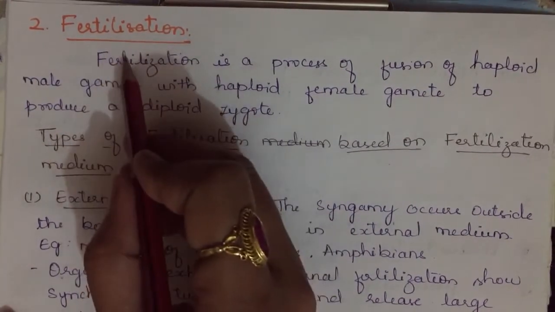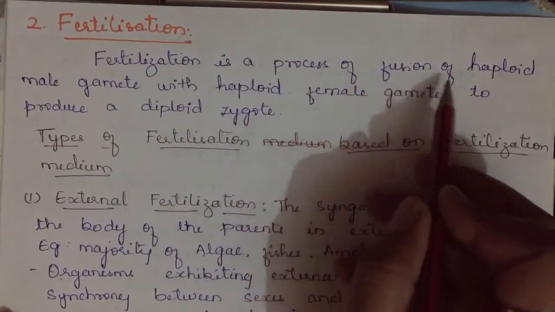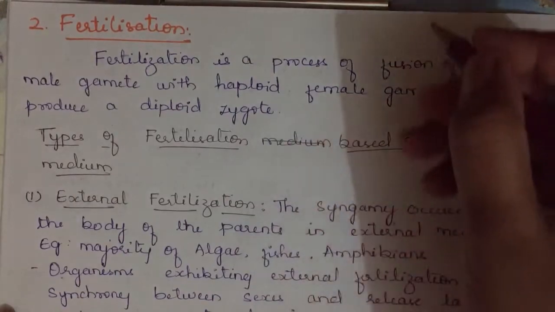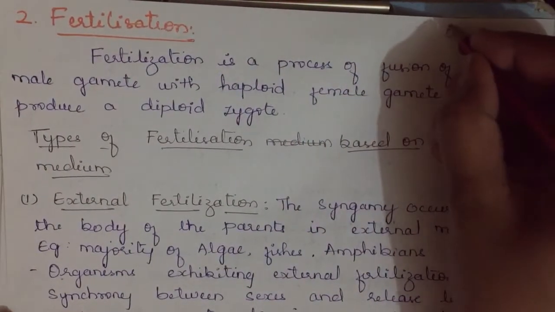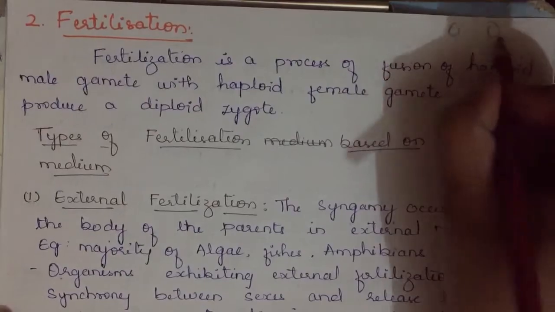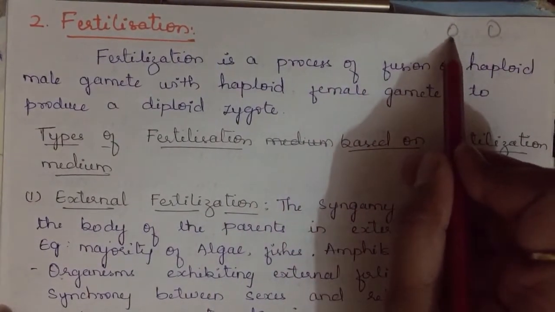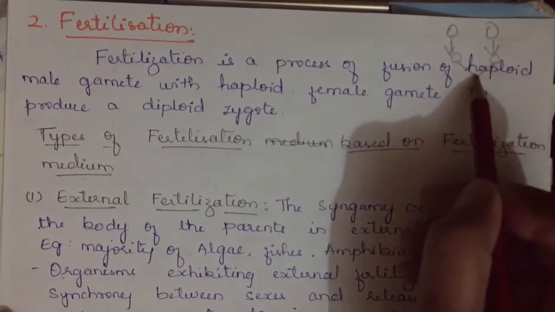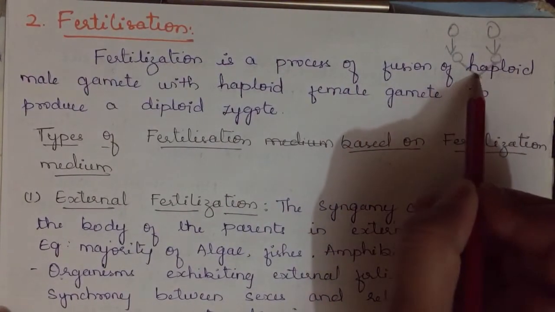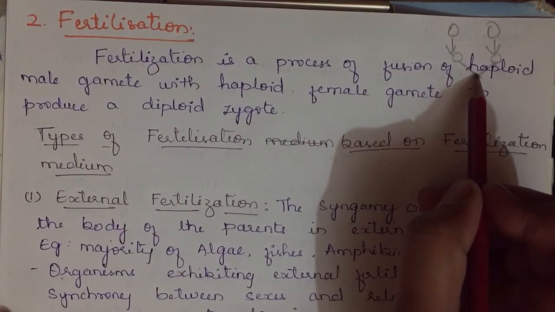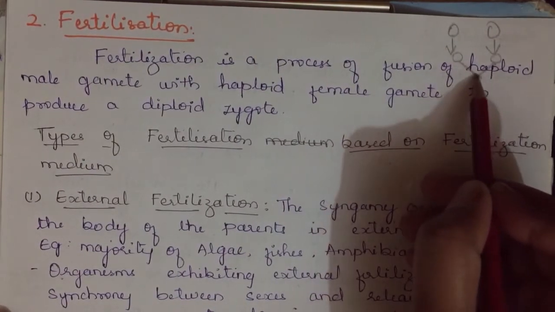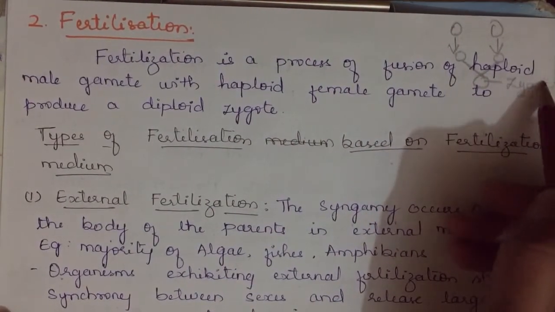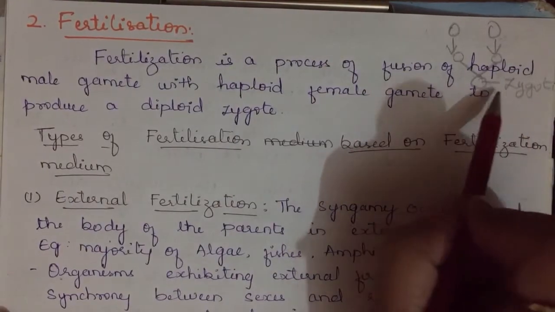In fertilization, what happens? Fertilization is a process of fusion of haploid male gamete with haploid female gamete. As we said, this one is a male parent, another one is a female parent. These parents will produce gametes. Now these gametes will fuse. This fusion we call it as what? Fertilization. As soon as fertilization takes place, it results in the formation of zygote.